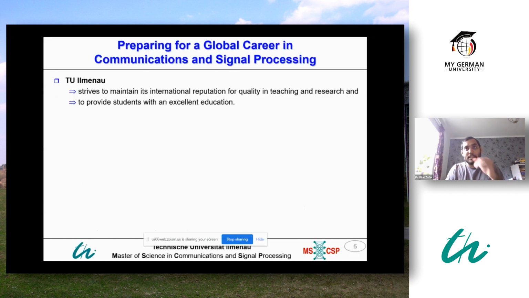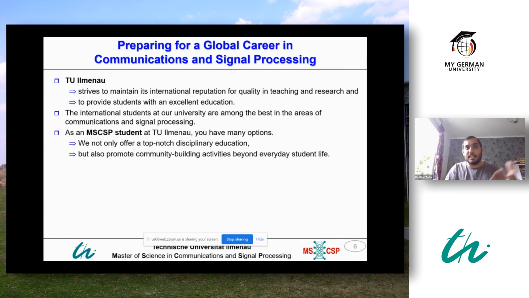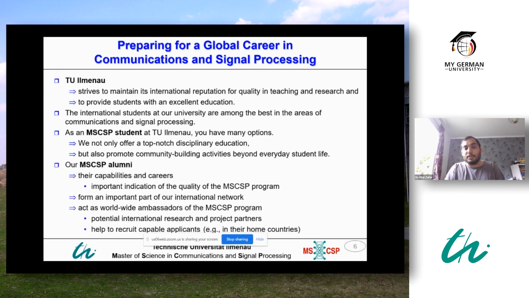So TU Ilmenau, as Georgie was saying, it's one of the TUs. So TUs are probably the highest form of universities in Germany. So we can award PhDs, and basically the suffix of TU ensures that the standard is of the highest level. We have a lot of international students at our university. Maybe 25 to 30% students are international, which creates a very nice atmosphere. So there's a very nice community building in our university as well because of this. Our alumni is very well known in the industry and academia, and they regularly visit us. We have very good cooperation with alumni.